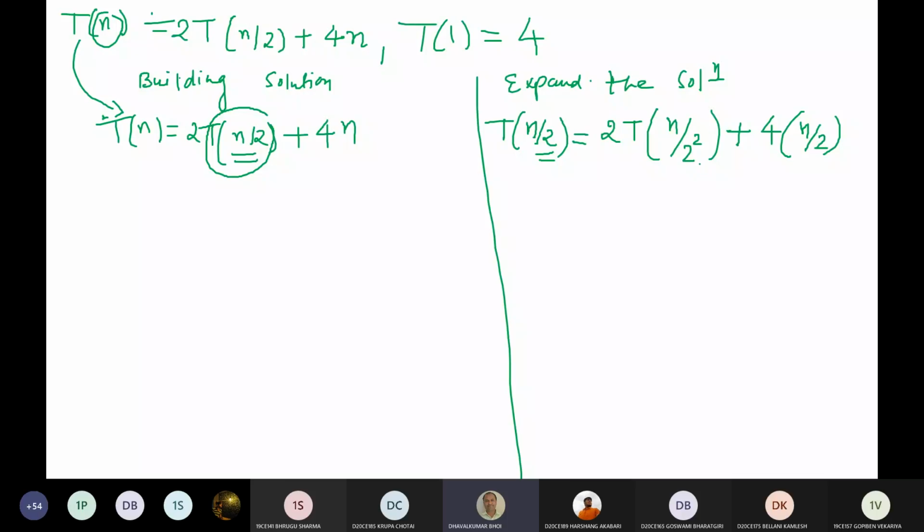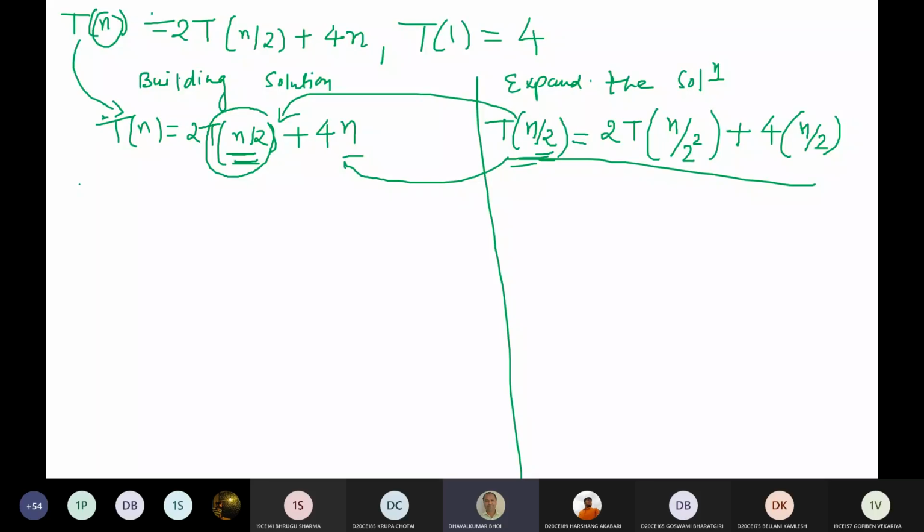So right now we are assuming this power term as it is. Okay, so 2t(n/2) is 2 square t(n/2 square) plus 4 into n by 2. Now what you have to do, you have to put this value back into this equation. This is how actually we are building the solution. First we are expanding this particular term, means we received here t of n divided by 2. We found the value of t of n divided by 2, and we are putting it into our original equation, and we are trying to build the solution.